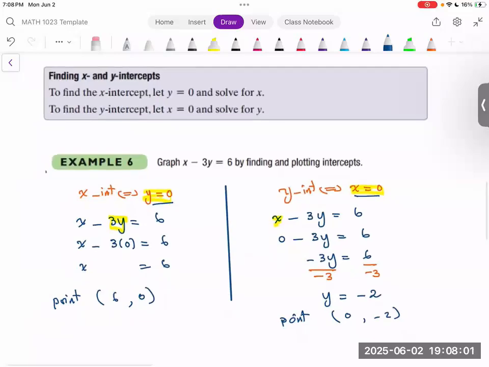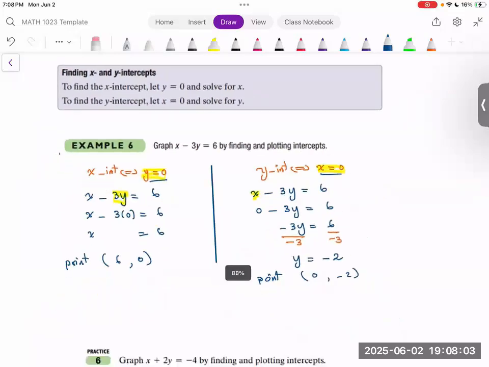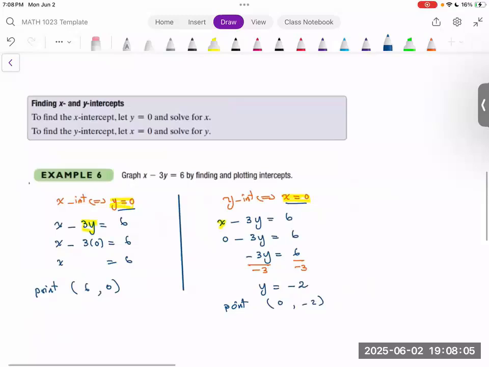I'll get back to plotting it in a moment. So now I'm going to do it with the fast method, right? So are we clear about the x-intercept and the y-intercept, right? Any question?